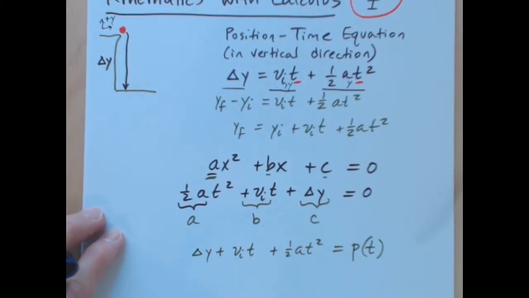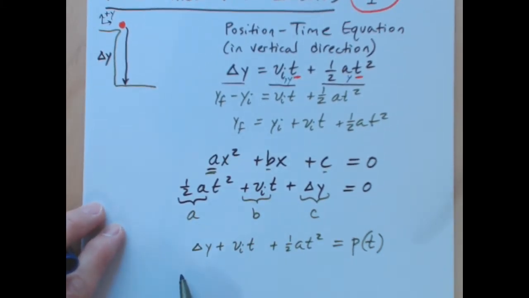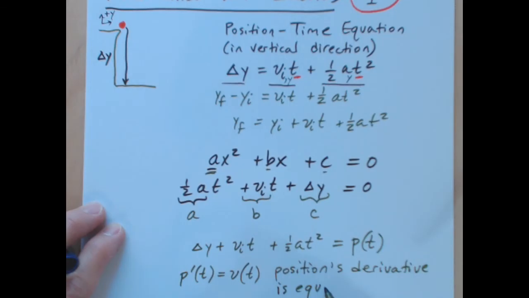And now let's remind ourselves that the derivative of position with respect to time equals velocity with respect to time. So position's derivative is equal to the function's velocity. It's equal to velocity.